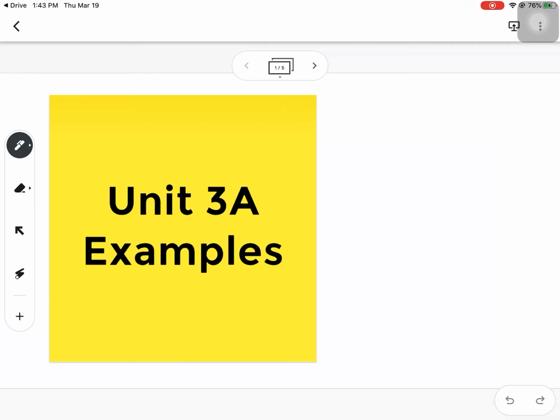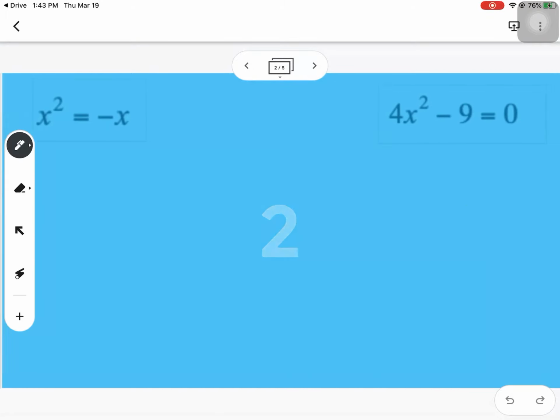In Unit 3A, you started working with quadratic equations, meaning everything here is going to have a highest exponent of 2. We talked about different methods of solving by factoring as well as the quadratic formula, and so that's really what we're going to highlight here.